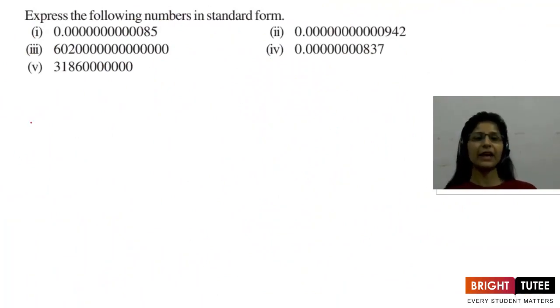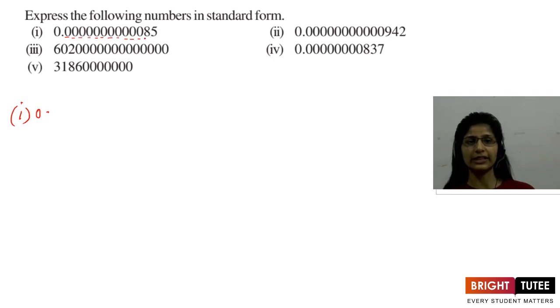So here we have to write them in standard form. The first part of the question, just see, we have 0 point. How many zeros do we have? 1, 2, 3, 4, 5, 6, 7, 8, 9, 10, 11 zeros, and then we have 8. So I am just writing the direct answer, teaching you how to do it.